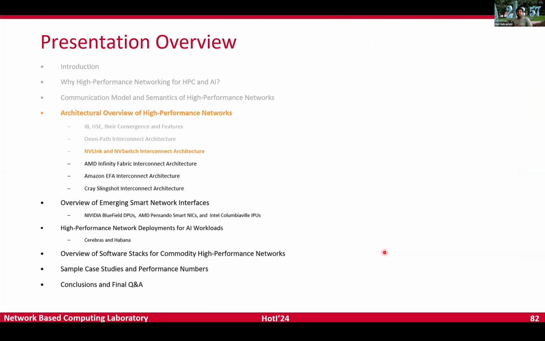Now, these are more recent advances. With the advent of higher performance GPUs, various GPU vendors felt that the PCI bus was not catching up quickly enough. PCI was stuck at PCI Gen 3 for a very, very long time, but the bandwidth requirements of the GPUs were growing much higher than how PCI was evolving.